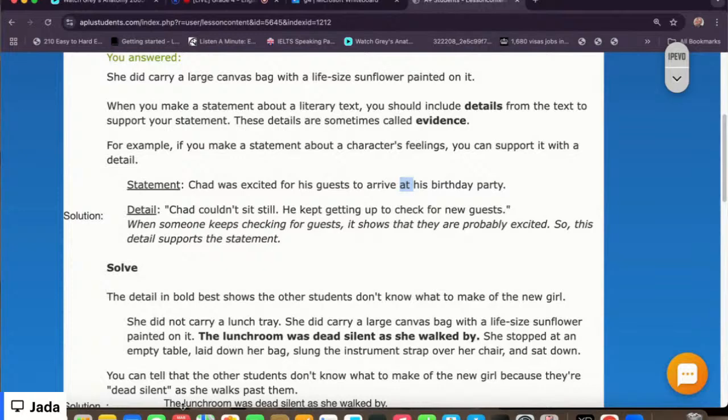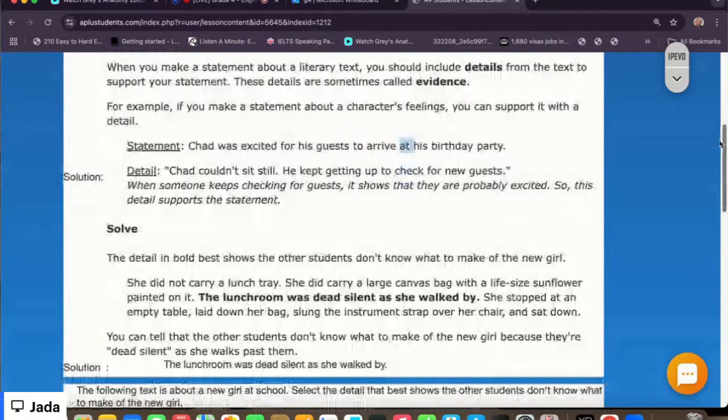Okay. All right. So let's look at some examples. Okay. Interesting. Okay. Some examples, okay?